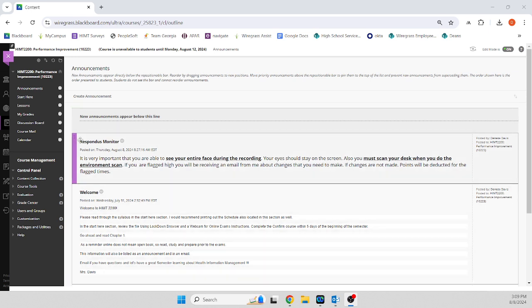So when it opens up, you're going to see that we're on an announcements page. Here's a welcome down here. It says welcome to 2200. Go ahead and make sure you read the syllabus. We're going to look at some of it. I'm not going to read the whole thing to you. I would recommend printing out the schedule, which is also located in the Start Here as well. And then go ahead and start with your chapter 1 and 2. Remember that online doesn't mean open book, so you still need to read, study, and prepare for the exams. And then this information, I'll also send it out as an email once the semester starts.